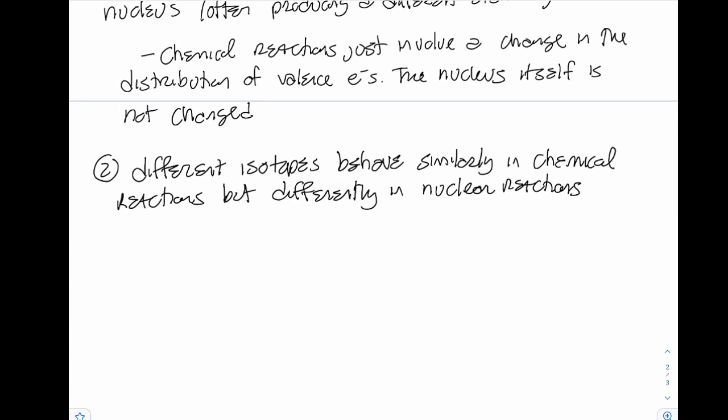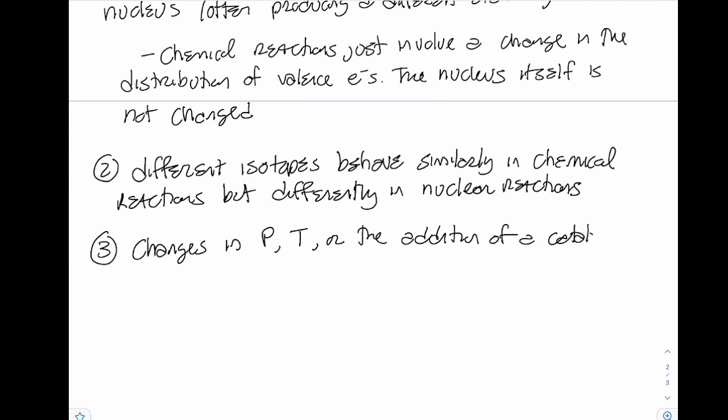Third one: changes in temperature, pressure, or the addition of a catalyst do not affect nuclear reactions. They do affect chemical reactions, we know. So changes in pressure, P for pressure, temperature, T for temperature, or the addition of a catalyst have no effect on a nuclear reaction.